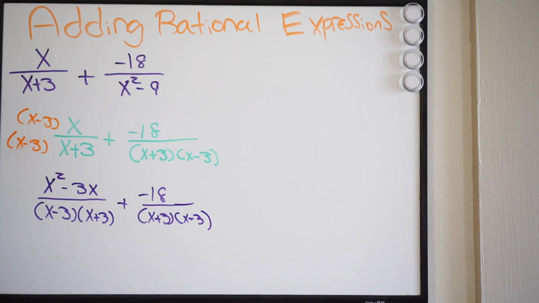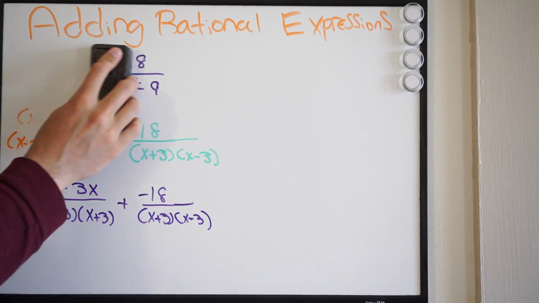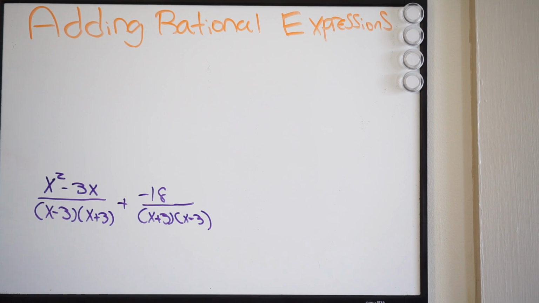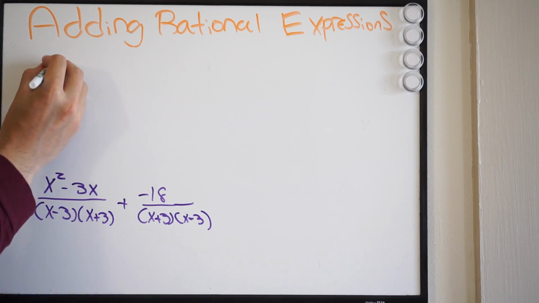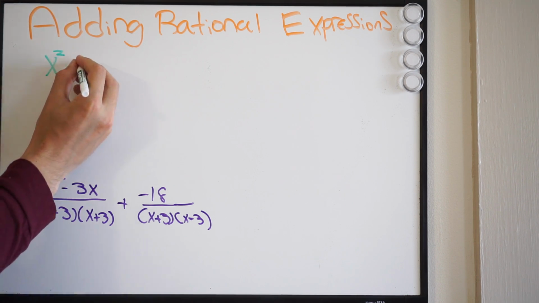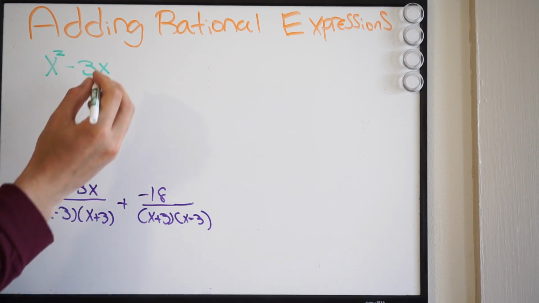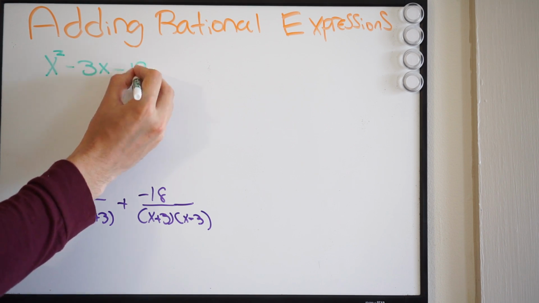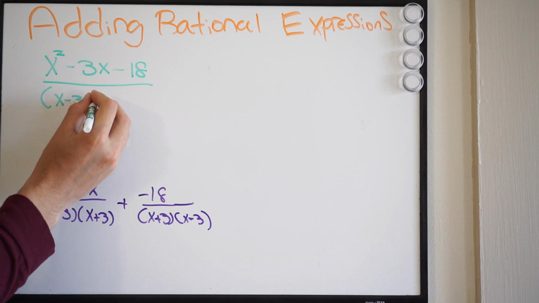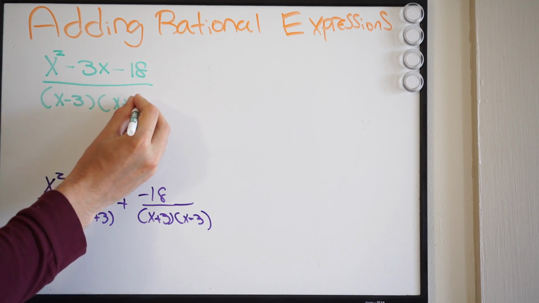Well, now that we have the same common denominator here, we can go ahead and add the top part, or the numerator. So let's erase this work so we can perform that operation. And when we do that, we'll just have x squared, and again, you want to go from highest power to lowest, minus 3x, and then minus 18. And this is all going to be over x minus 3 and x plus 3.